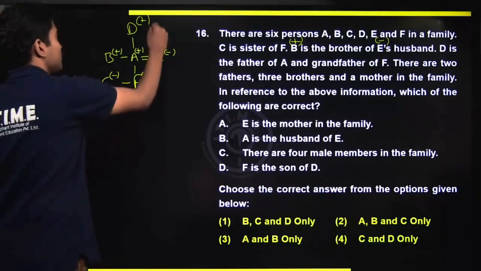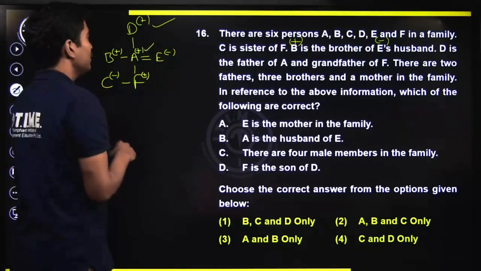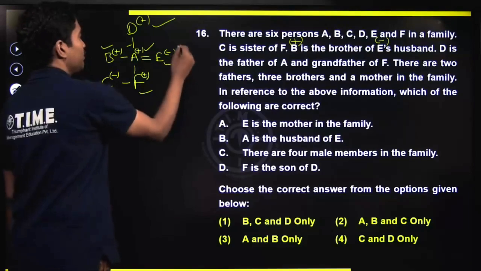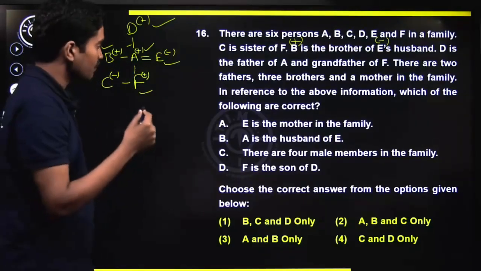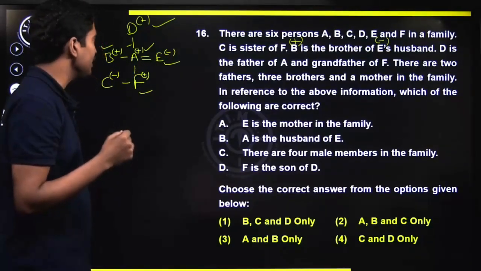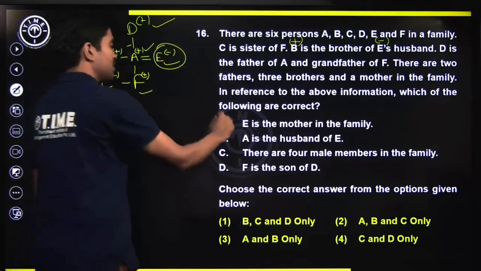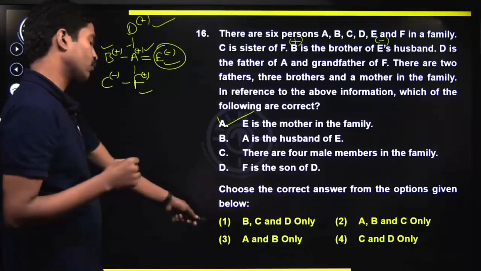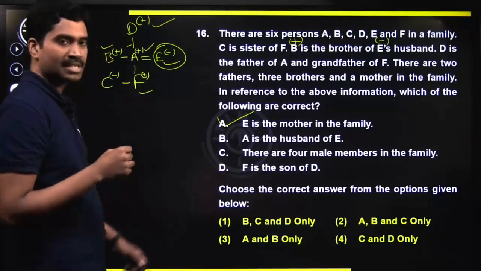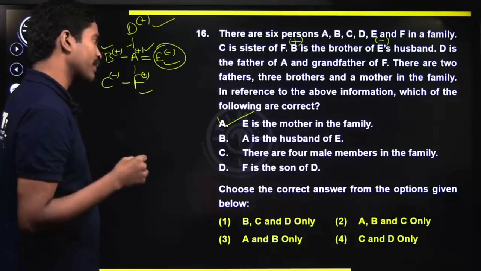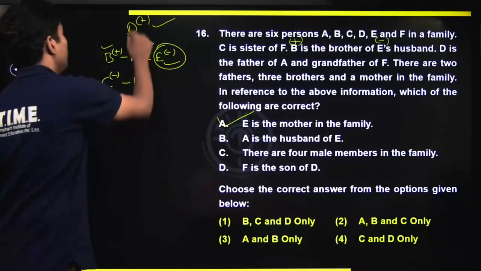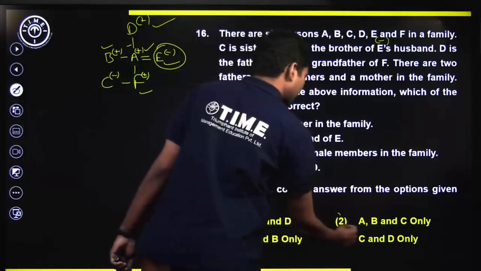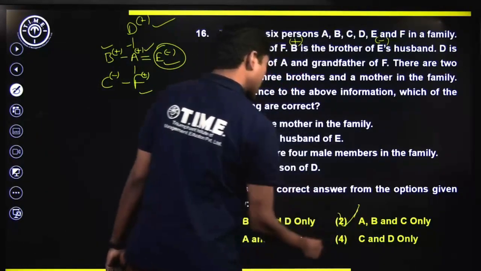Now there are 2 fathers. This is the father. This is the father. 3 brothers, brother 1, brother 2 and brother 3. This one is a brother and a mother in the family, right? So which of these statements are correct? E is the mother in the family. A is definitely right. Okay. And we have only A, B or only A, B and C. So let's look at statement C directly. There are 4 male members in the family. 1, 2, 3, 4. Yes, C is correct. So we'll have to go with A, B and C only.